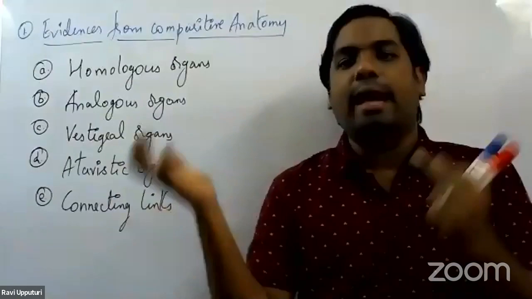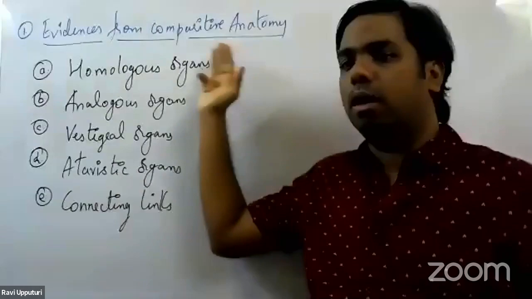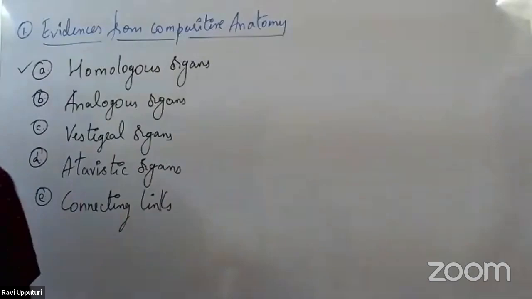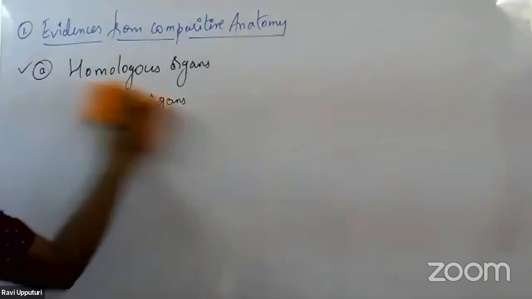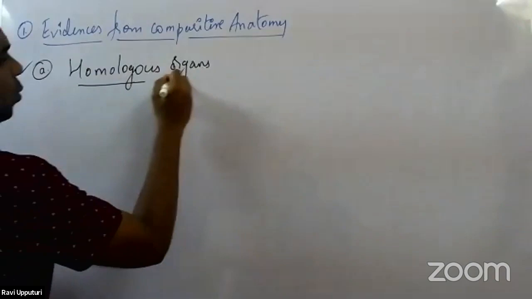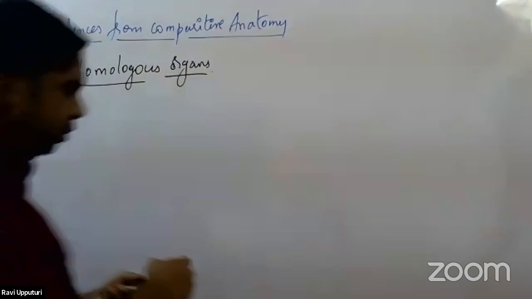So let us start taking up each of these organs in little detail. Let us first begin with homologous organs, and then we'll get into the remaining organs. Now, what does homologous organ mean? I'll first write it down here, then we'll get into the details. So what are these homologous organs?